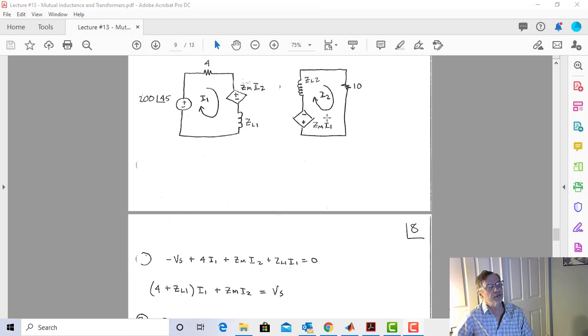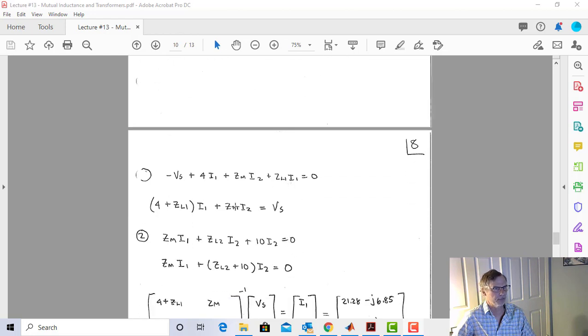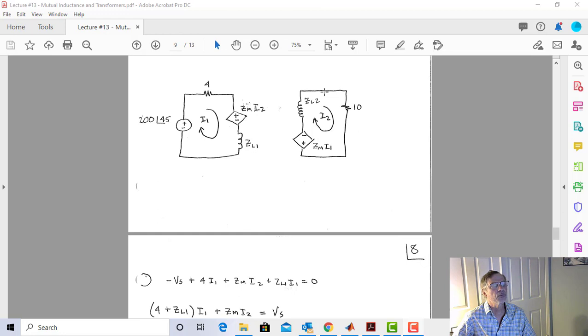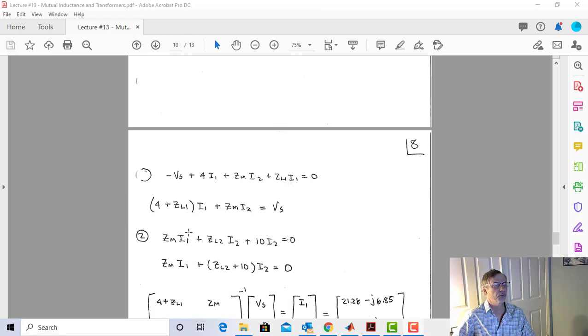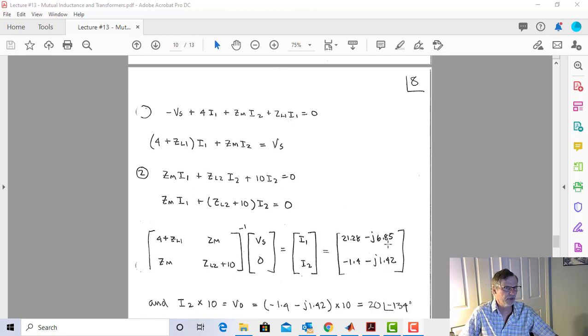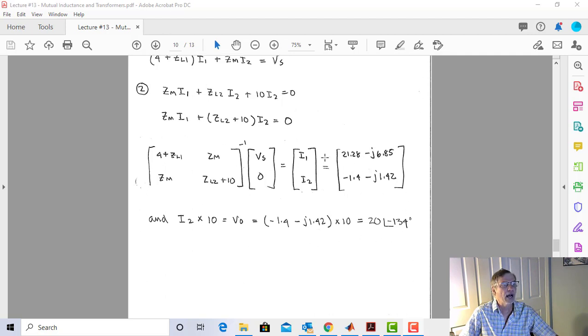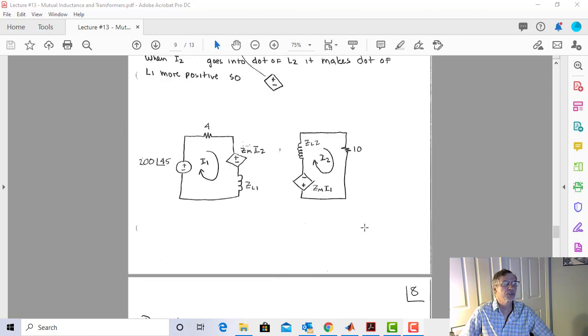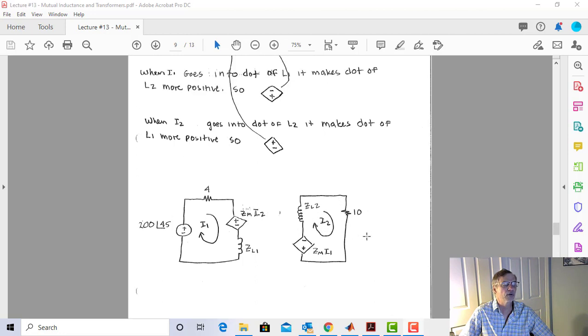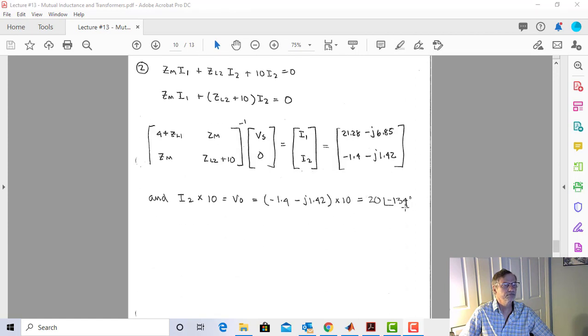Now let's write our second equation. It is going to be Z sub M I1 plus ZL2 times I2 plus 10 times I2 equals 0. Here's the equation. And now I'm going to put that in with my terms gathered up, and throw it in a matrix, and I'm going to get I1 and I2. And V out is equal to just I2 times 10 ohms. I2 times 10 ohms gives me the output voltage. And we have our answer.